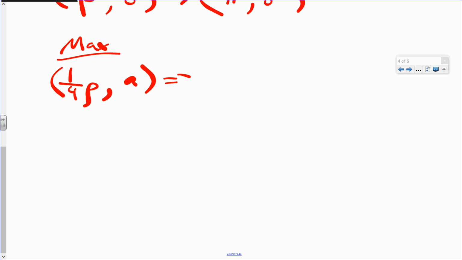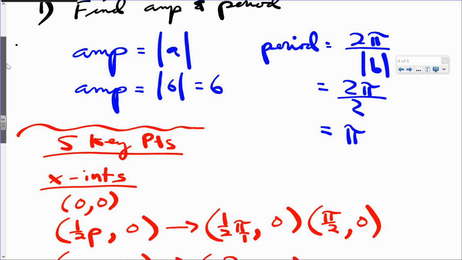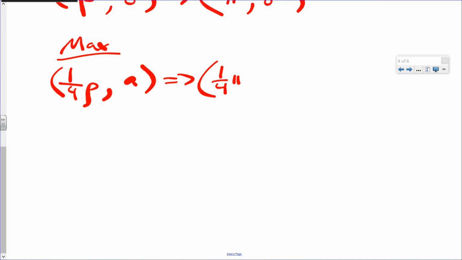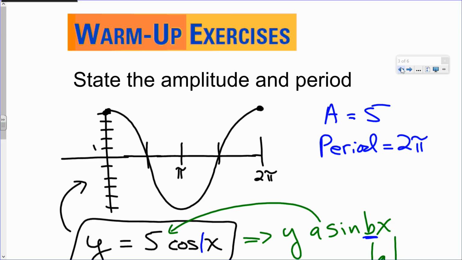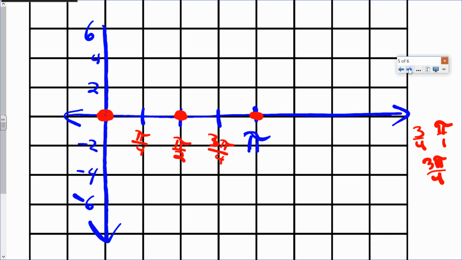Okay, let's do it. 1/4 the period. We found the period way back in step 1 was pi, right? It'd be pi over 4. So 1/4 pi, and then the amplitude was 6. Let's simplify. 1/4 pi is just pi over 4, right? 6. Let's plot that point. There's your maximum point, pi over 4, 6. I trust I'm not going too fast. So let me go back to our graph paper. Pi over 4, 6.